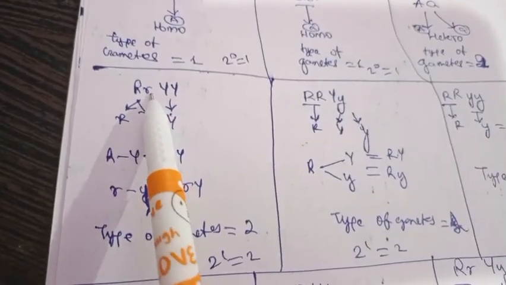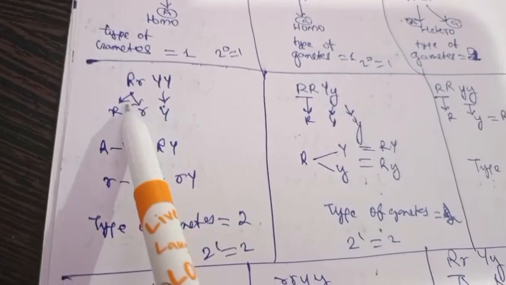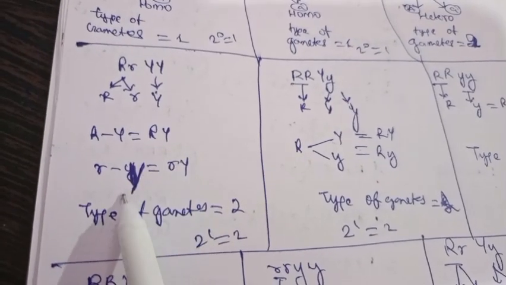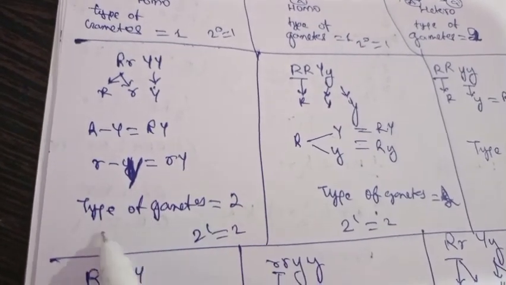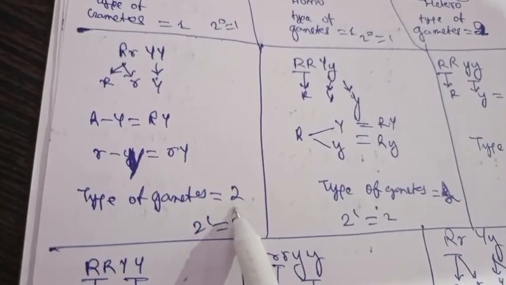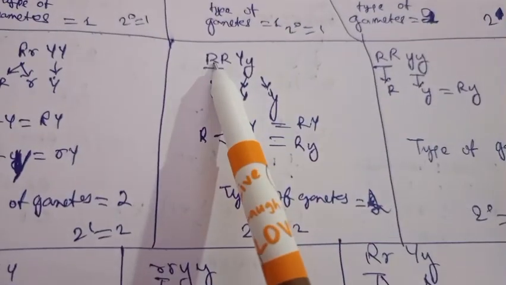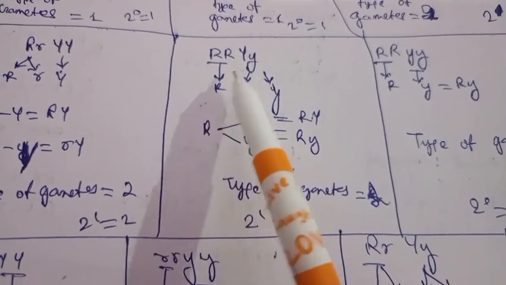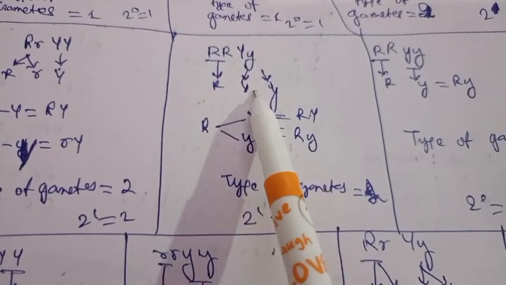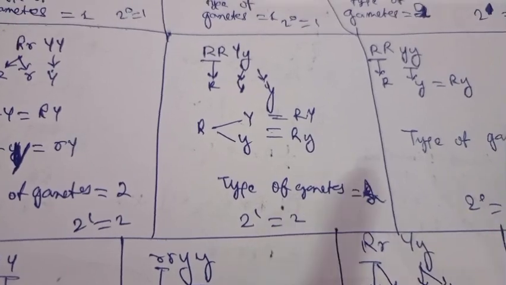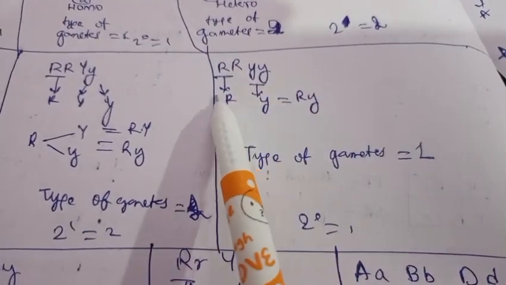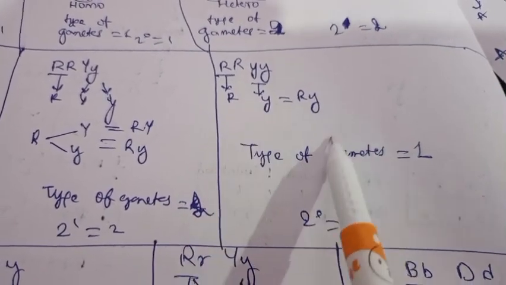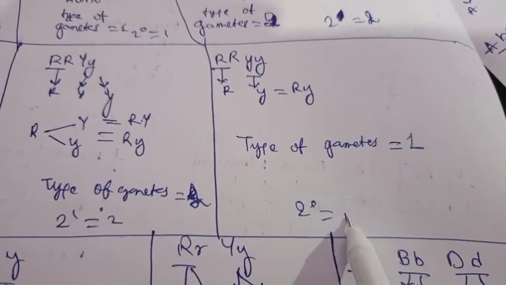Heterozygous round and yellow, capital R small r, capital Y small y. These are the two types of gametes formed: capital R capital Y and small r small y. The types of gametes equals 2 power 1 equals 2. Here we got capital R 1 and capital Y small y 2. We will ignore this and we will take this. We have two types of gametes, so 2 power 1 equals 2. Here we get capital R, here we get a small y. Since both types of gametes are single, we get type of gametes 1, 2 power 0 equals 1.